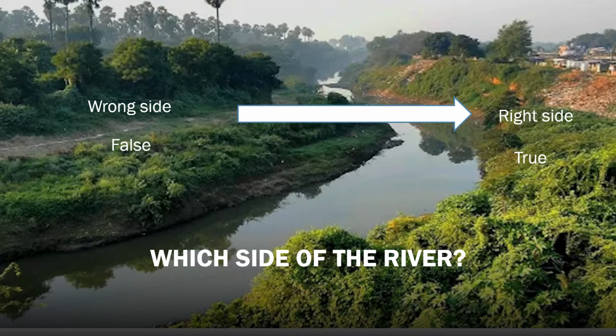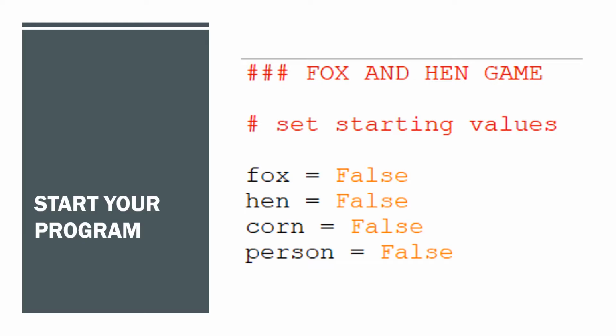And that's all we really need to store about our participants in the game, the person, the fox, the hen and the corn. Just true or false. So let's get going with our programming.